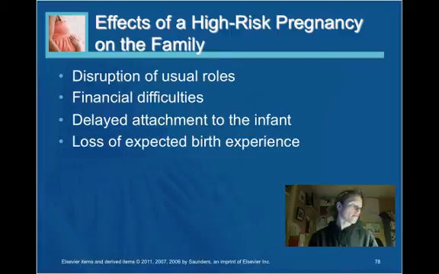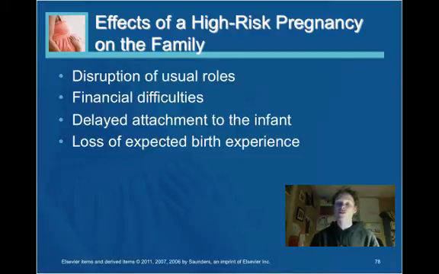High-risk pregnancy. A high-risk pregnancy can have significant effects on the family unit because it can disrupt the usual roles of the family unit. Imagine if, let's say, the woman is suffering from gestational hypertension and has to be placed on bed rest and frequent monitoring, but yet she has 2 other small children at home and she usually is at home taking care of the kids. That could cause significant disruption in the roles.